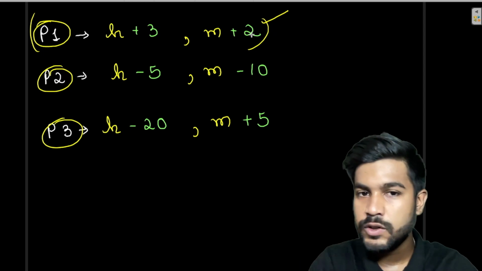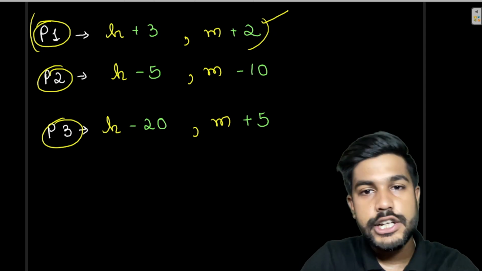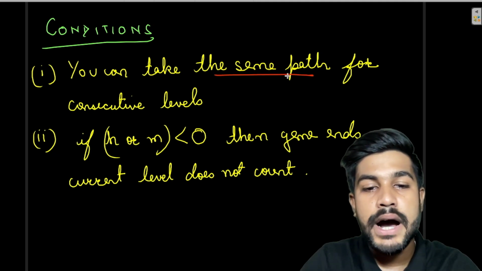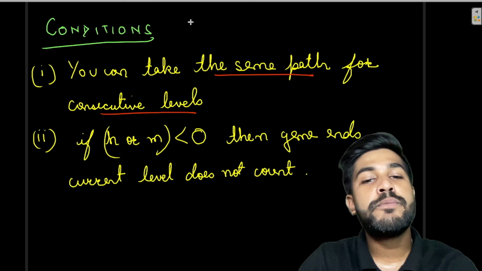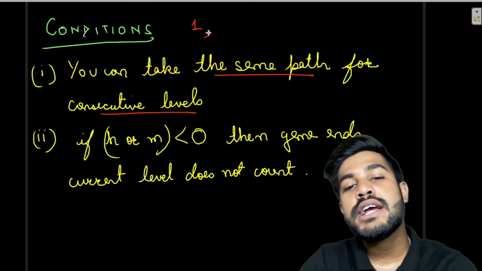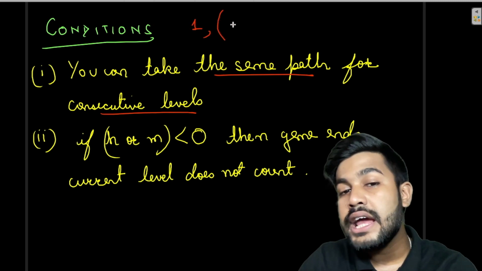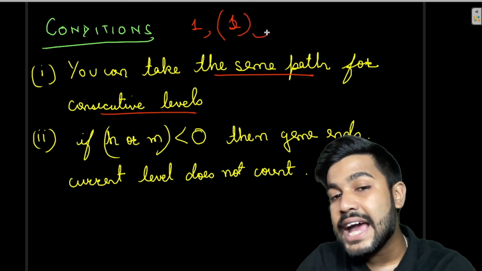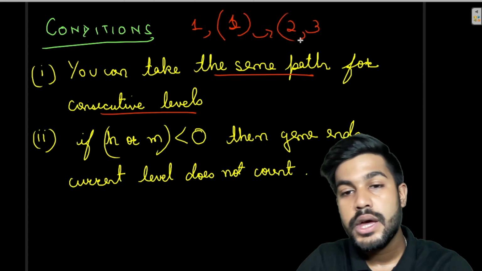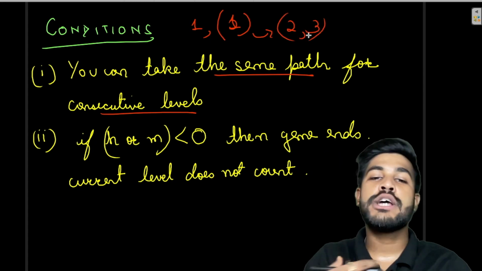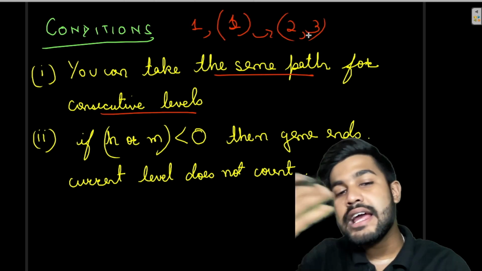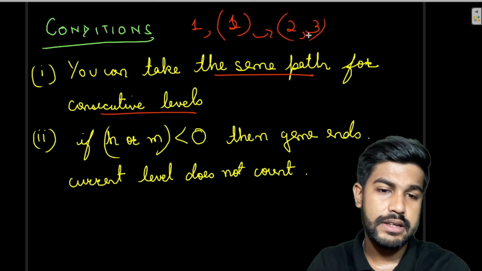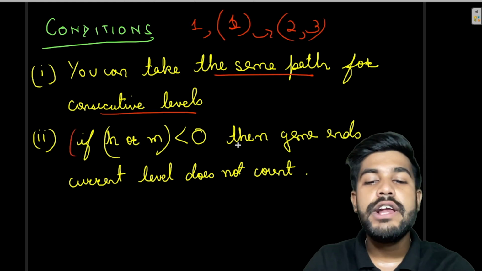But wait, this is not it. There are some more conditions. You can't take the same path for consecutive levels. Suppose I took the first path, then in the next level I can't take one, but I can take 2 and 3 because they were not taken initially. Suppose I took the second path, then in the next level I can take the first and the third path. Now, when will we stop?